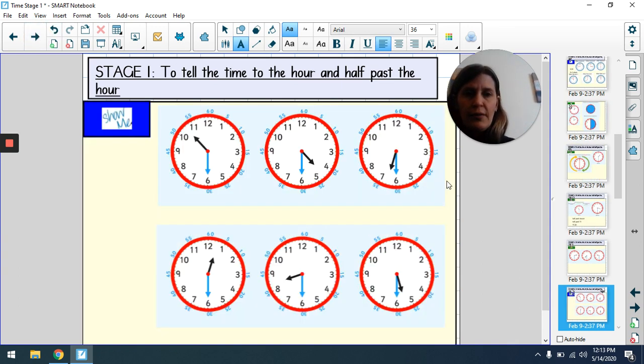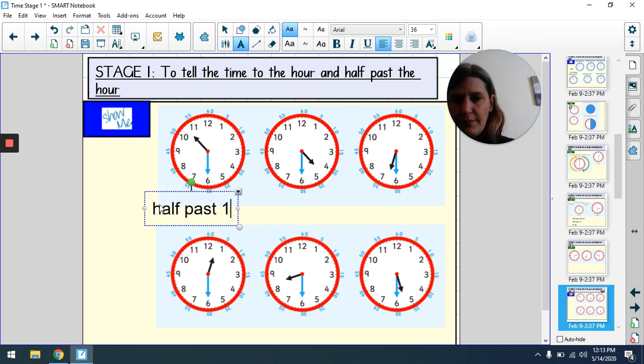Here are some for you to have a go at, so pause the film when you're ready, and then when you're ready you can mark it. If you were writing it, you could write it as half past 10, or in numbers 10:30. Half past 4, half past 6. Here's my hour hand, half past 12, half past 8, half past 5.